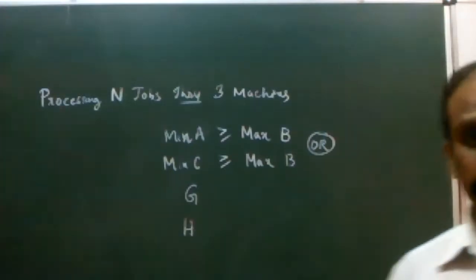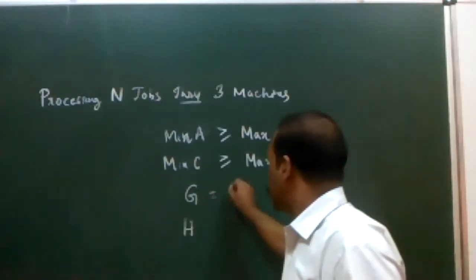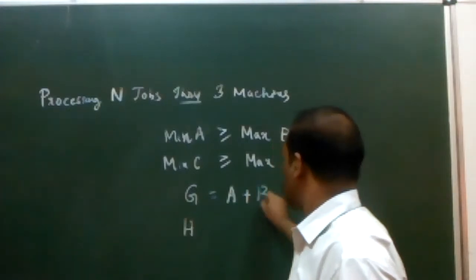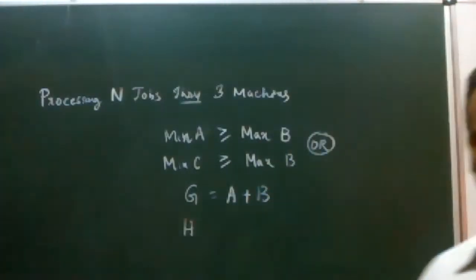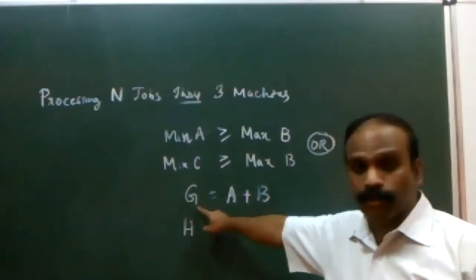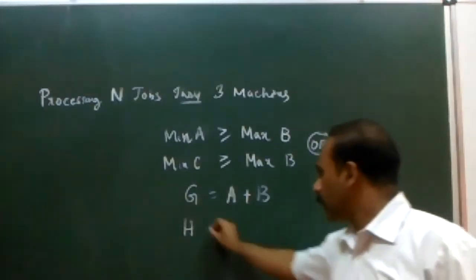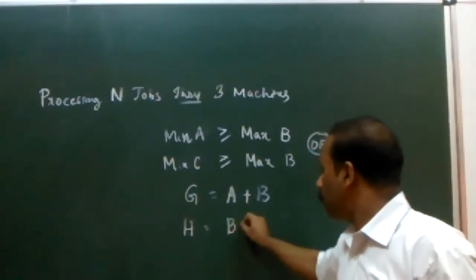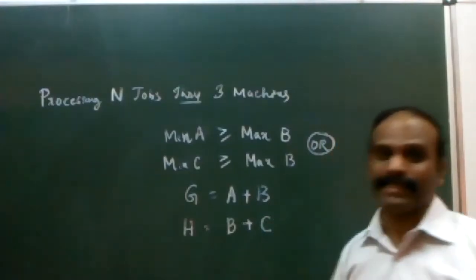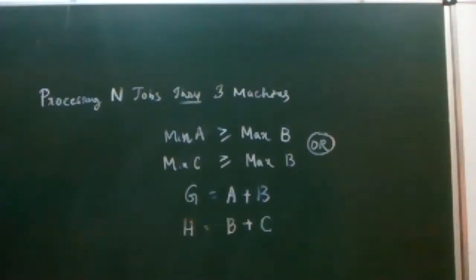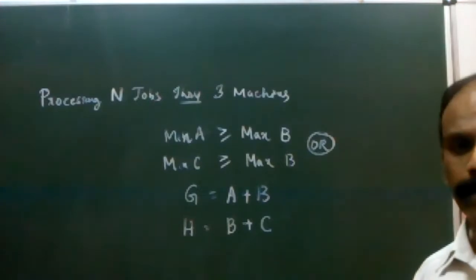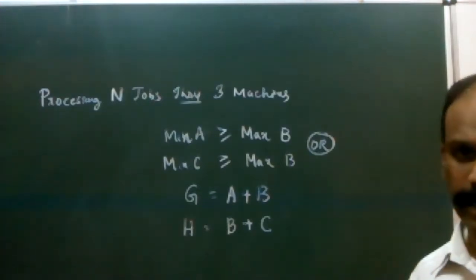So, machine G is nothing but machine A plus machine B. When you add the corresponding values of machine A and machine B, that will give you the values for machine G. Similarly, machine H is equal to machine B plus machine C. So G is equal to A plus B is the first value, and H is equal to B plus C is the second machine.